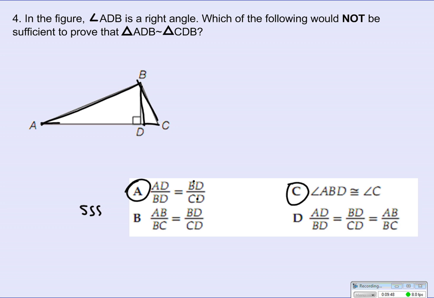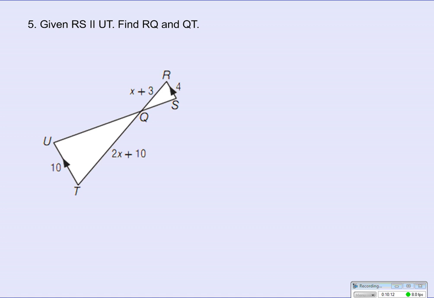I've got side, side, side, side, angle, side, or angle, angle. This tells me, again, this is like angle, side. This is like side, side, angle with this one. That's going to be side-side-angle. So that one doesn't work at all. So B is going to be the one that would not be sufficient to prove. All right, A is good, C is good, D is good. D's got all three of them, so that's fine.